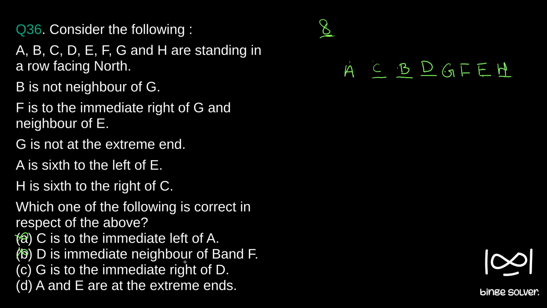G is to the immediate right of D. That is true. So option C is the correct answer. So solution to question 36 is C. In the exam hall, you can right away go to the next question.